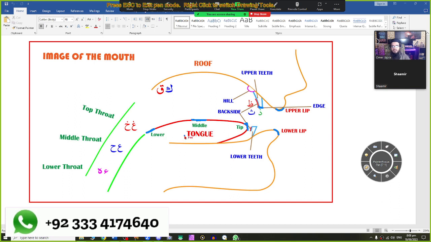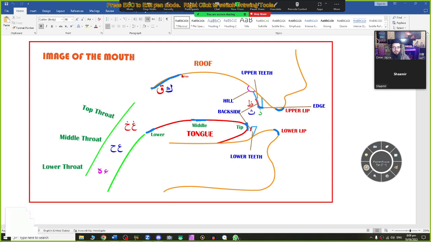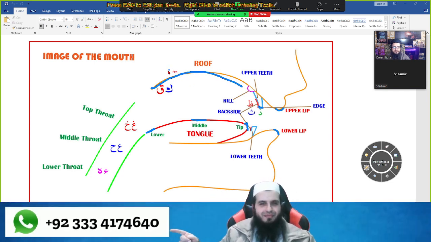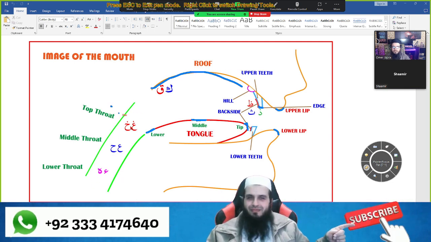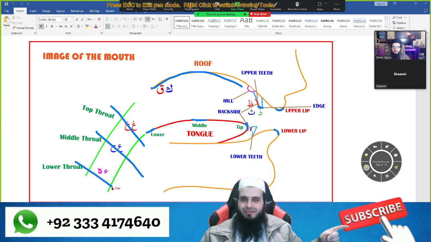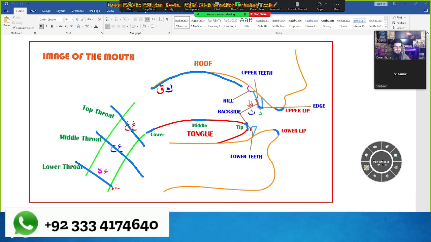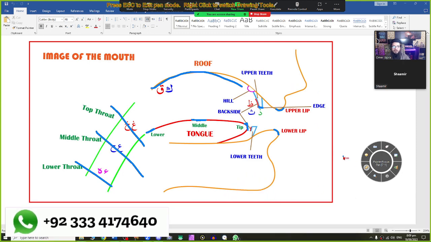Does your room have a roof? Yes. So this is the roof of the mouth. What is it? The roof of the mouth. Good job. This one is the throat. This is the top throat, the middle throat, and the lower throat. Got it? Yes. All right. Good job.